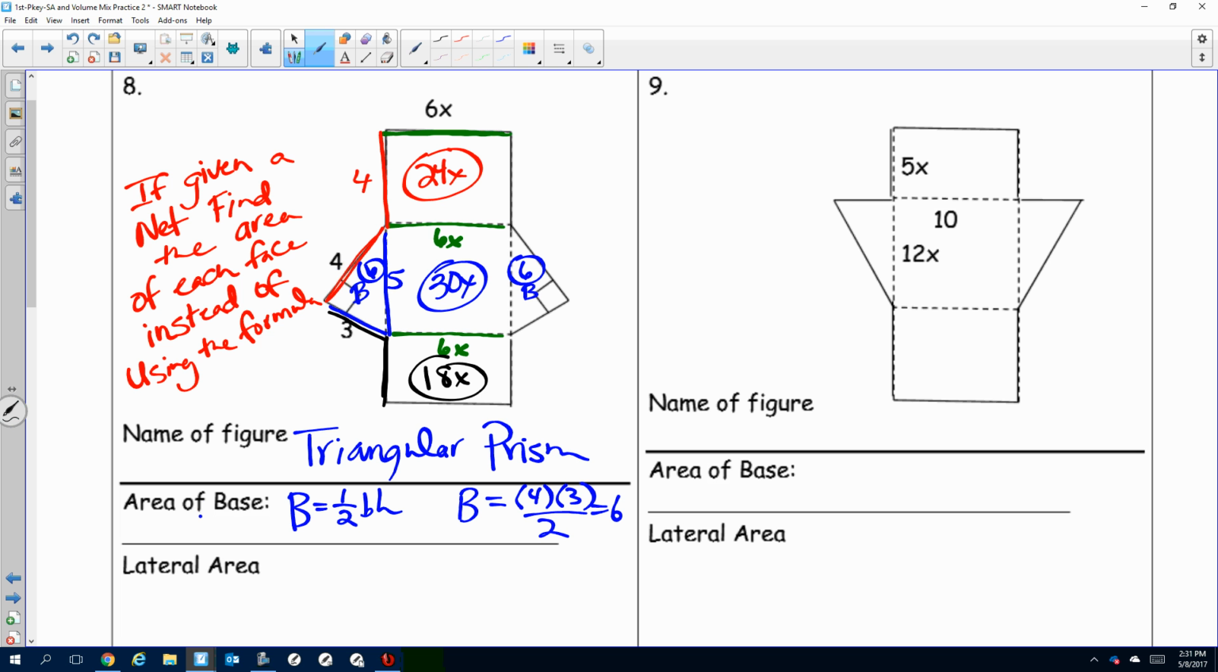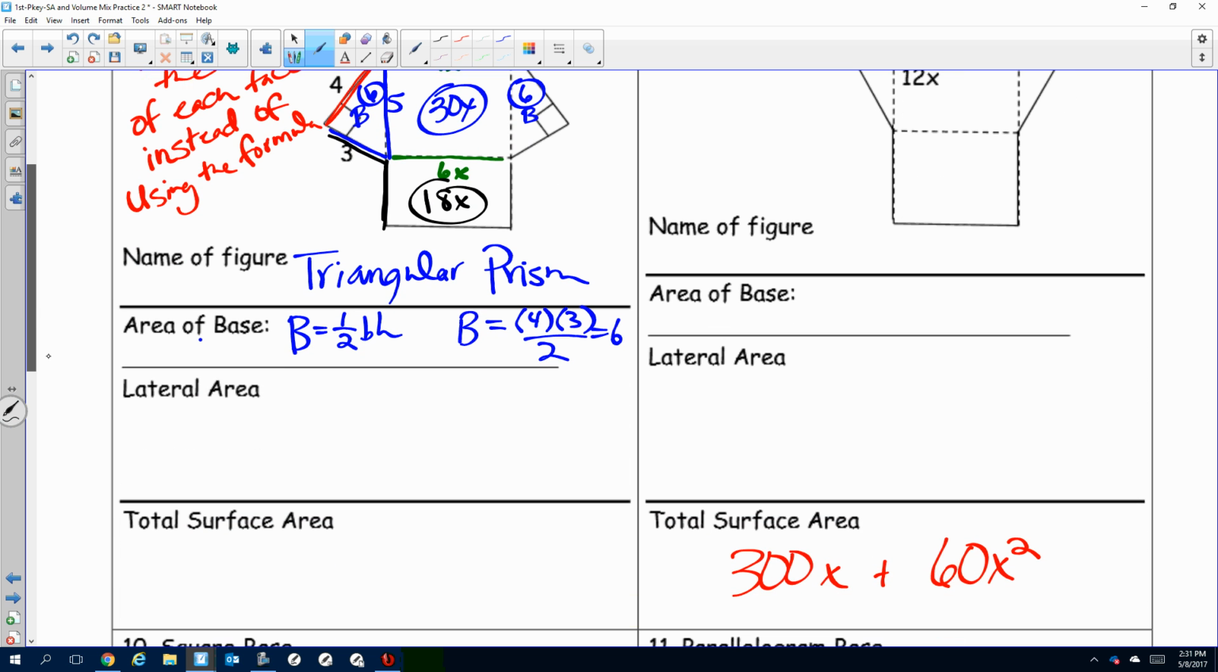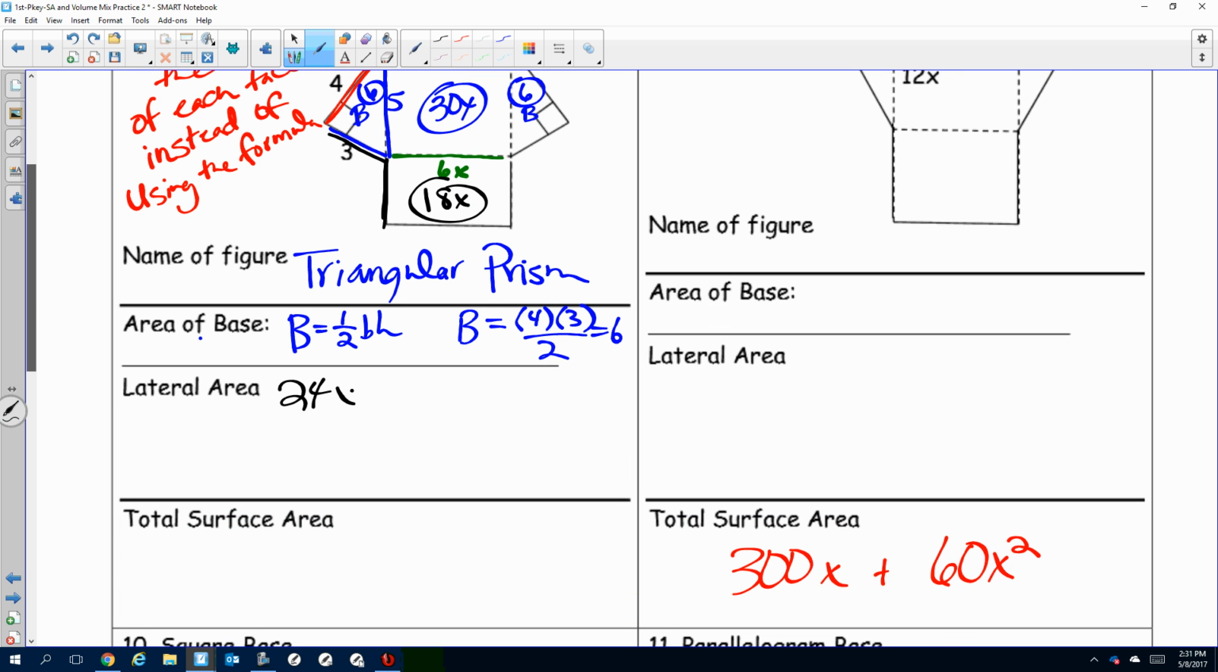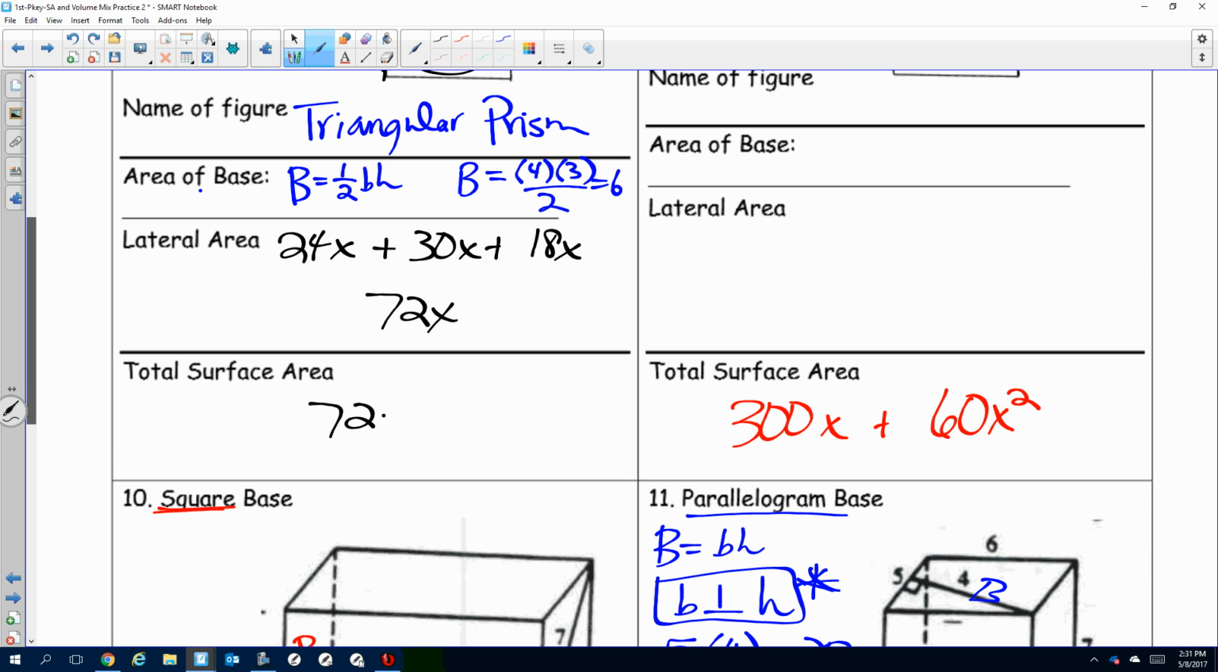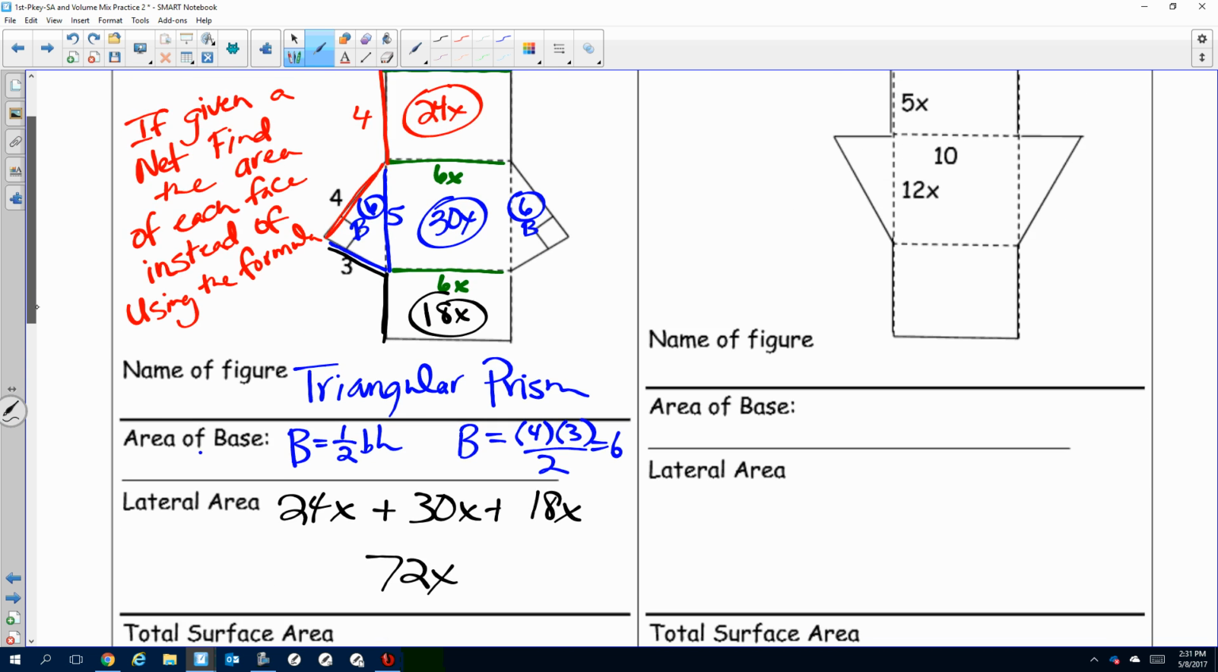So my lateral area is just the sum of those faces. I'm just going to do my 24x plus the 30x plus the 18x, which gives me 72x. And then to do the total surface area, I'm taking that lateral area, which we know is 72x, plus our two bases, which is 12. So that's what you have to do for this one.